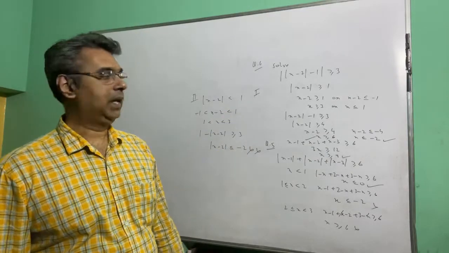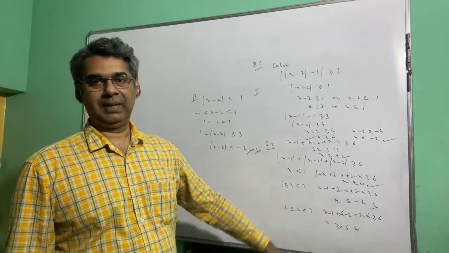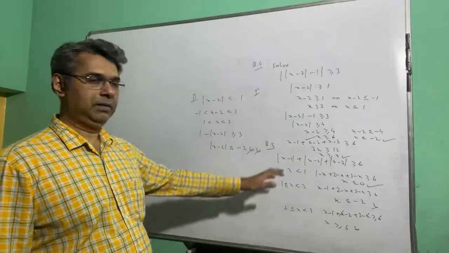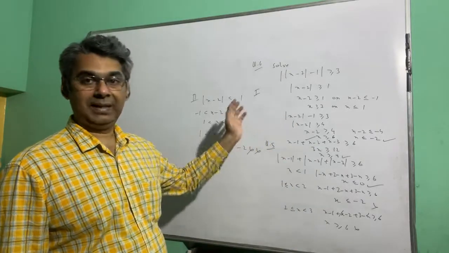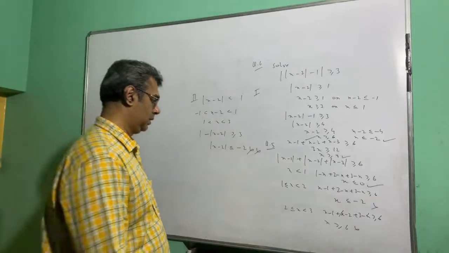I mean, like in the previous sum, what happened? We took separate intervals, right? And we got the answer. Here you have to take two separate cases because there is a modulus within a modulus.